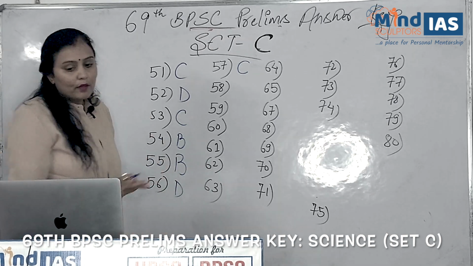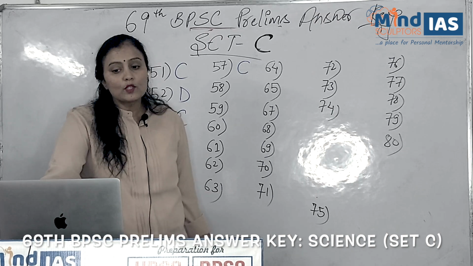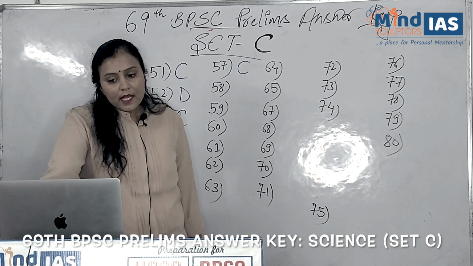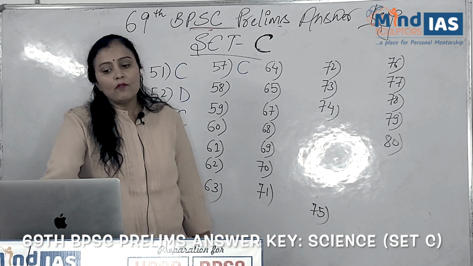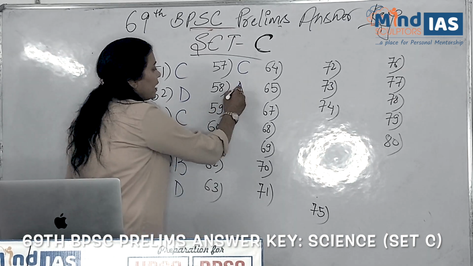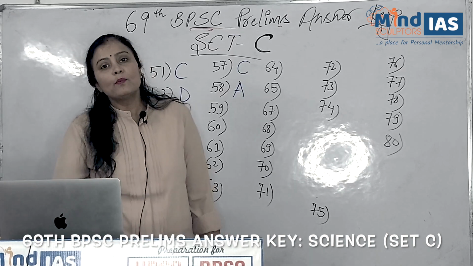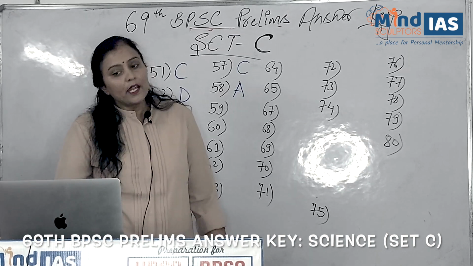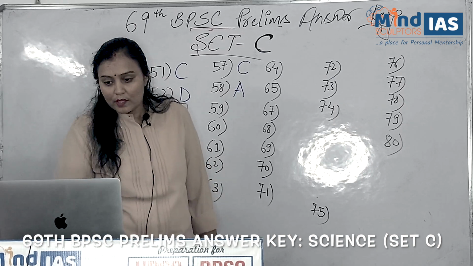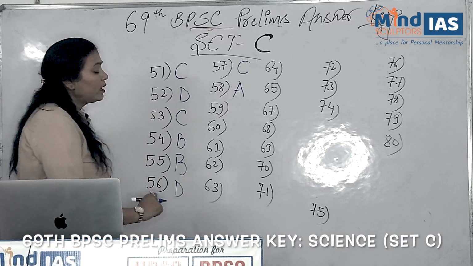Next question 58. Two objects of different masses falling freely near the surface of the moon would. The right answer for this question is have the same velocity at any instant, that is option A. As you know, acceleration due to gravity is independent of the mass. So the right option is option A. Move to the next question, that is question number 59.